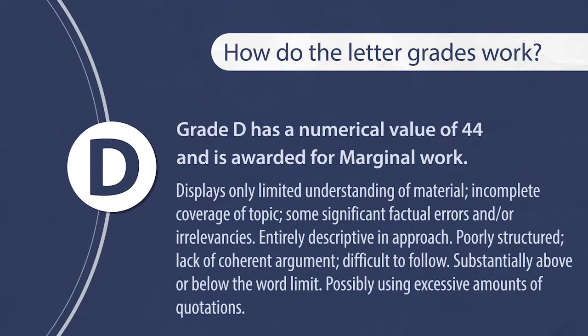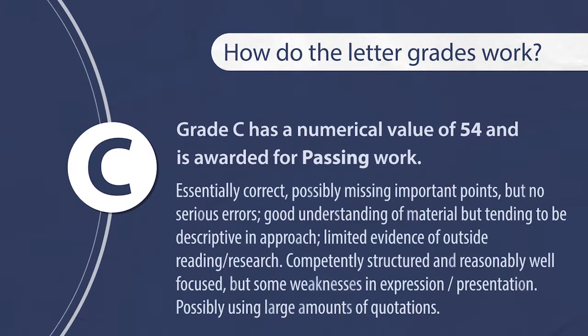Grade D has a numerical value of 44 and is awarded for marginal work. Displays only limited understanding of material, incomplete coverage of topic, some significant factual errors and/or irrelevancies, entirely descriptive in approach, poorly structured, lack of coherent argument, difficult to follow, substantially above or below the word limit, possibly using excessive amounts of quotations. Grade C has a numerical value of 54 and is awarded for passing work.